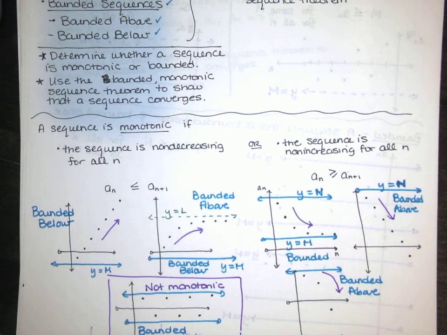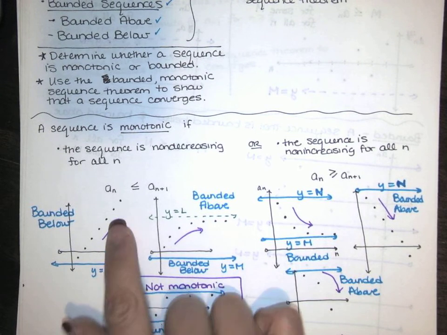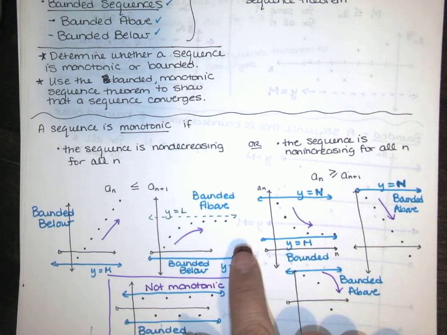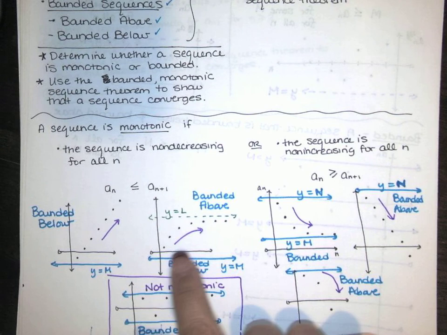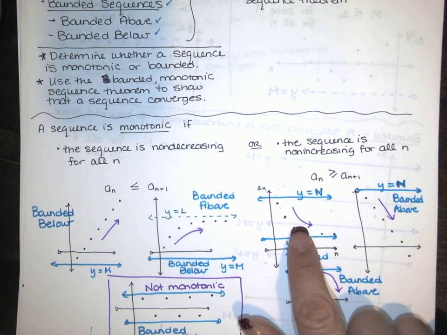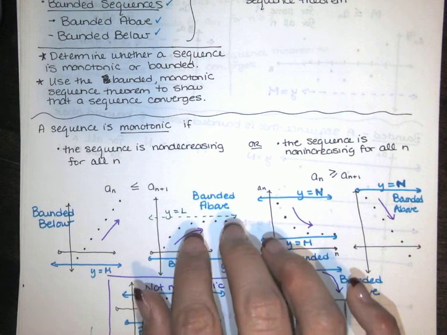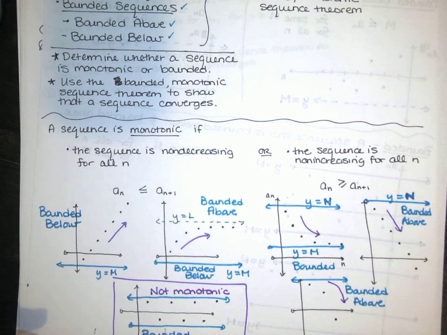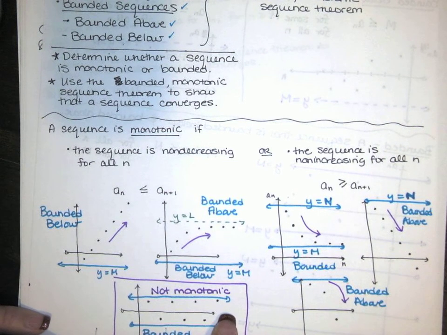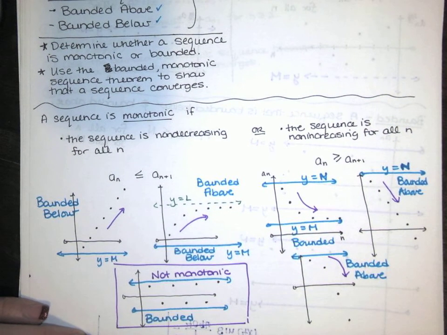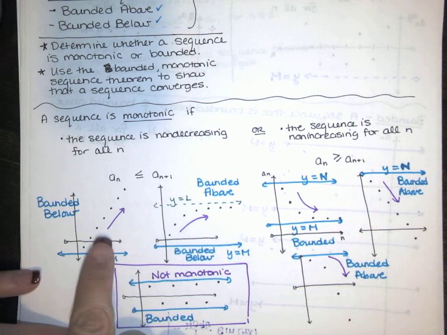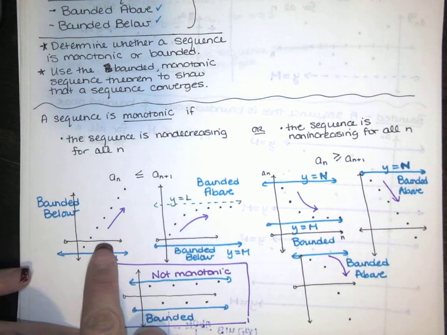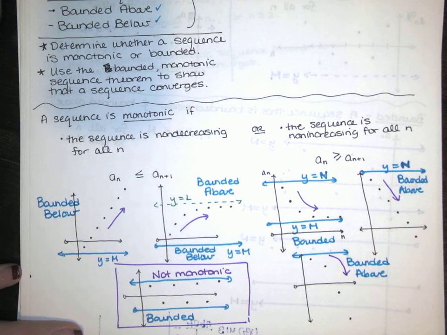Now, bounded above and bounded below just mean the graph is entirely above a line, and that means it's bounded below, or it's entirely below some line. That means it's bounded above. And if it's both bounded above and bounded below, we say that this sequence is bounded. Now, if the sequence is bounded, but it's not monotonic, there's no guarantee that it converges. And if the sequence is monotonic, but it's not bounded, there's no guarantee that it converges.